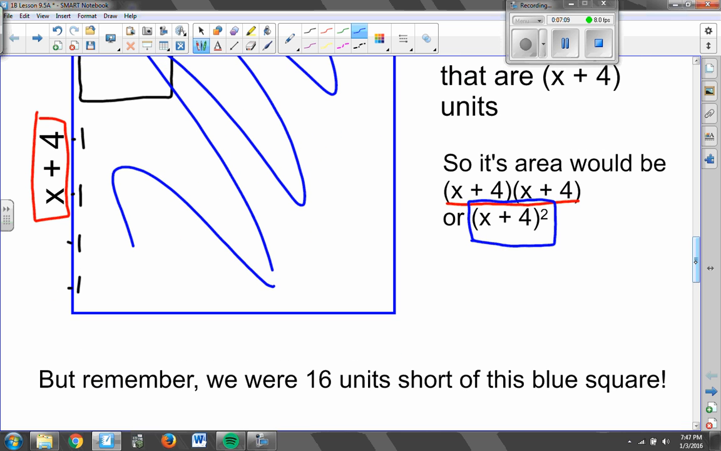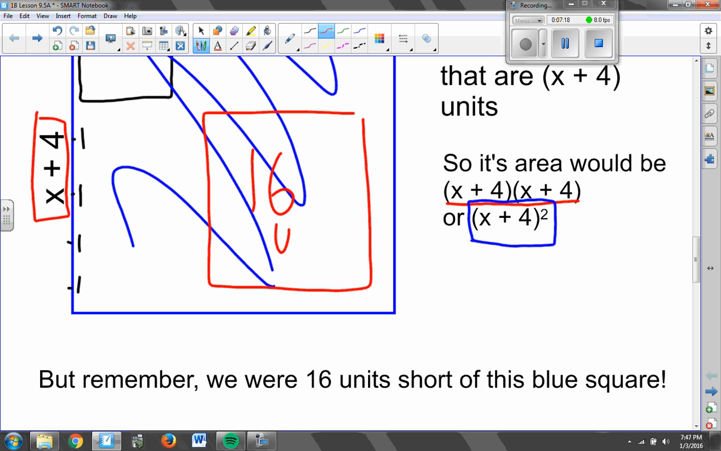But we were 16 units short of that blue square, right? Remember these 16 units that we were missing right here? This was 16 squares, 16 units are missing. We're 16 units short. In math terms, that should sound like a minus sign to us. Okay, it should sound like a minus sign.